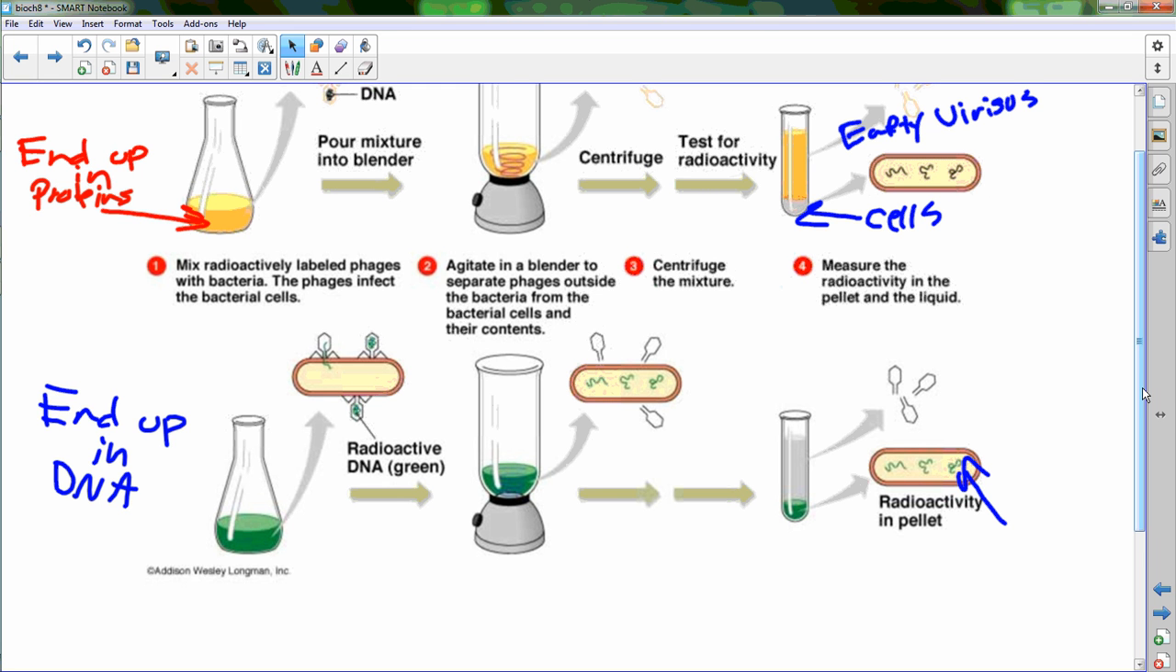So what this experiment did is it definitively proved that the thing that was causing the cells to replicate the viruses and stuff was all about the DNA. It didn't have anything to do with the proteins. Because all the DNA stuff ended up in the cells. The stuff about the proteins was on the outside where it didn't have anything to do with the replication of the viruses. Okay?